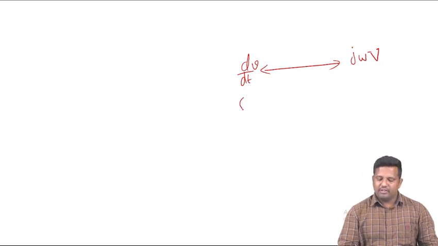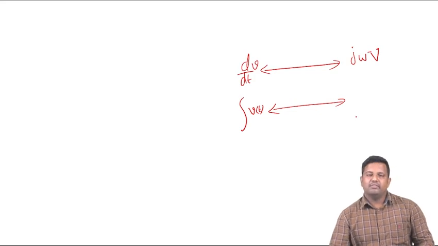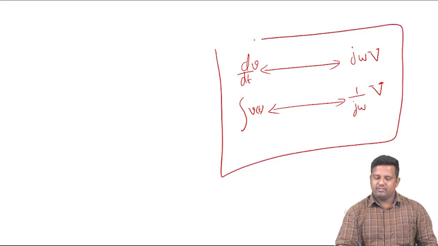Suppose it has the integral of v(t). Any integral in time domain, I would like to convert into the equivalent phasor domain. It will become 1 by j omega into phasor V. So these two are very, very important for AC circuit analysis.